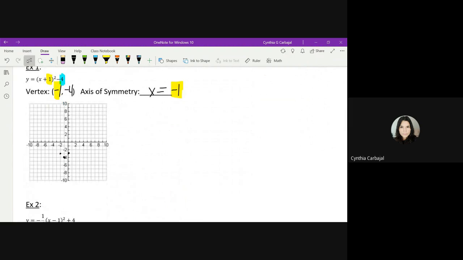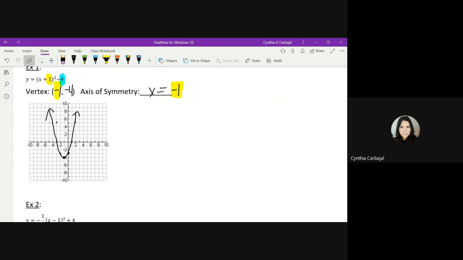So that's what I'm going to do. 2 over and 4 up: 1, 2, 3, 4 would be here. So symmetry on the opposite side. And then 1, 2, 3 over and 1, 2, 3, 4, 5, 6, 7, 8, 9 up, and then symmetry on this side. Oops, it should be here, my bad. Okay, so there is our parabola.